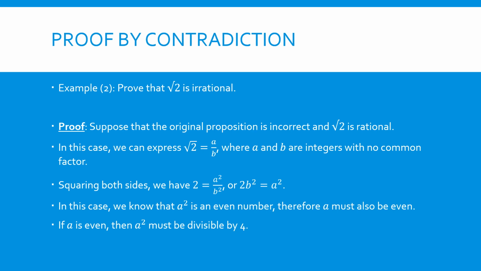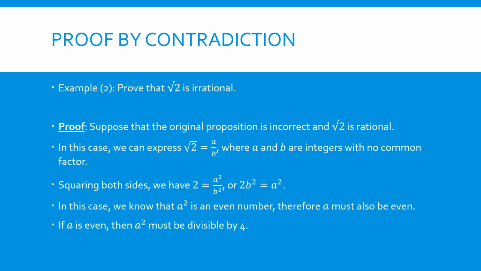Directly proving the proposition is hard because we have no other conditions to use. Therefore, we will try to use proof by contradiction. We will see if we can derive a contradiction from the opposite of the original proposition. To begin, we assume that square root 2 is rational.